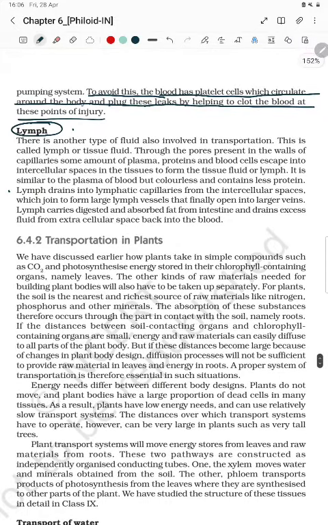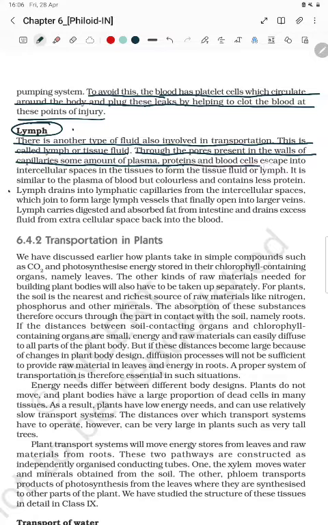Lymph. Student, what is it? There is another type of fluid also involved in transportation. This is called lymph or tissue fluid. Through the pores present in the walls of the capillaries, some amount of plasma, protein, and blood cells is leaked into the intercellular spaces in the tissue to form the tissue fluid or the lymph. It is similar to the plasma of the blood but is colorless and contains less protein.